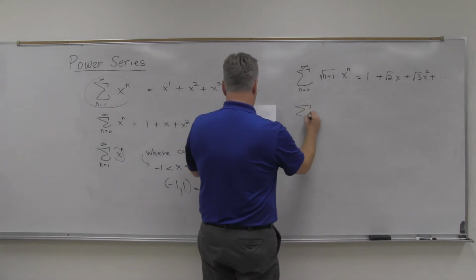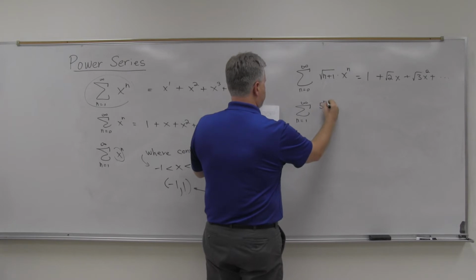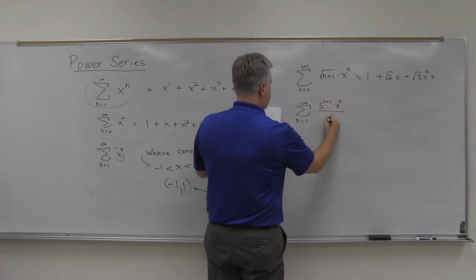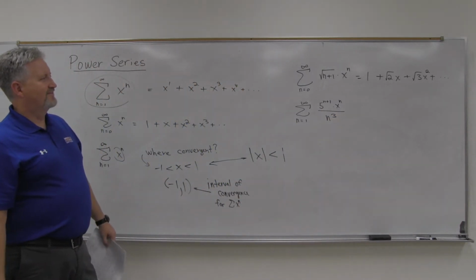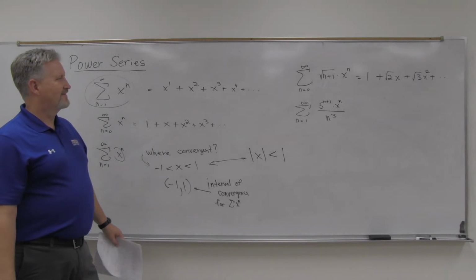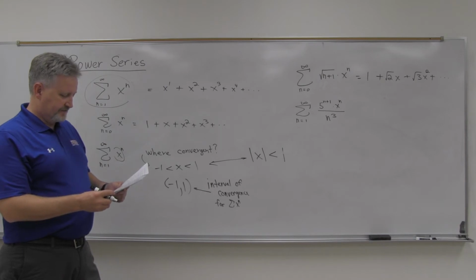Let's do it. n equals 1 to infinity of 5 to the n plus 1 times x to the n over n cubed. Okay. You just get all sorts of kinds, but that kind of gives you an idea of what we're looking at right there.